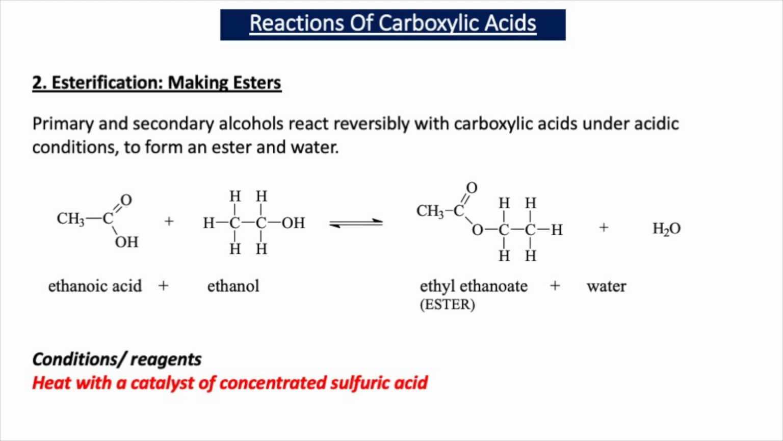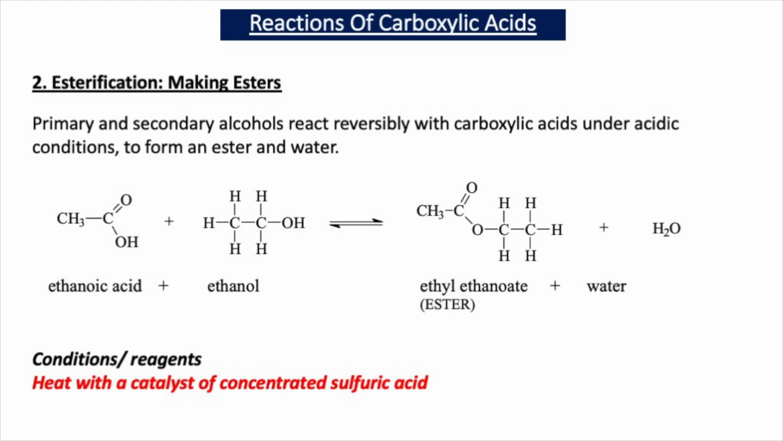Now we've just seen that carboxylic acids behave as typical acids in their reactions with alkalis, bases, metals, metal carbonates, and metal hydrogen carbonates. Now, the second type of reaction that they undergo is esterification. And esterification is the process of making esters. Now, esters have the general formula R, C double bond O, O, R. And R represents alkyl groups, and the alkyl groups in an ester can be the same or different.